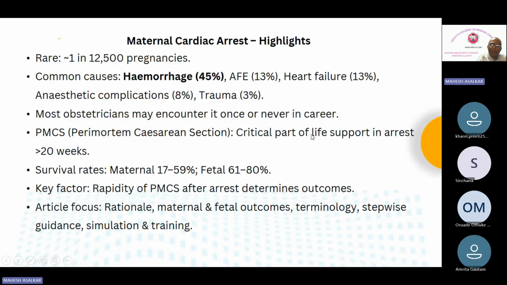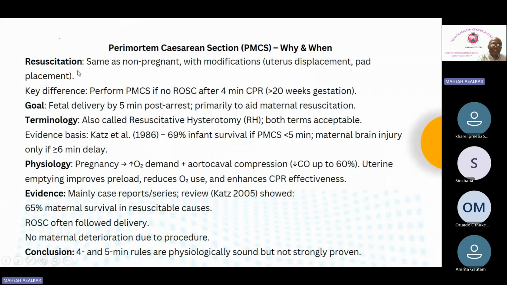Perimortem caesarean section is a critical part of life support in arrest for pregnant women of more than 20 weeks. Maternal survival rate is around 17 to 59%, and fetal survival rate is 61 to 80%. Okay, the key factor is the rapidity of perimortem caesarean section after the arrest; that will determine the outcome. So perimortem caesarean section, why and when? Resuscitation is the same as in non-pregnant women with some modifications like uterine displacement and pad placement. The key difference is that you perform perimortem caesarean section if there is no return of systemic circulation after 4 minutes of CPR after 20 weeks of gestation. Okay, the goal is fetal delivery by 5 minutes post arrest, primarily to aid maternal resuscitation. So this is primarily for aiding the maternal resuscitation.